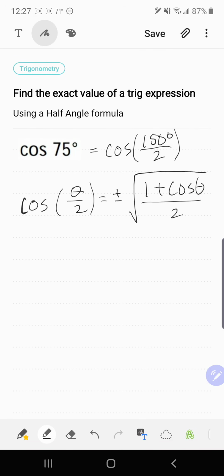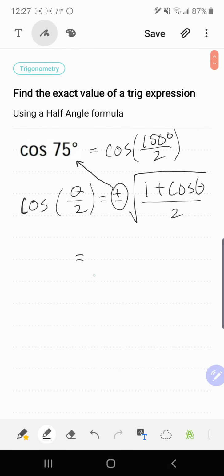Now, one of the things that you need to notice is that there is a plus or minus out front, and that doesn't mean that there's going to be two solutions, and it also doesn't mean that you can pick whichever one you want. What that means is that the answer is going to be either positive or negative based on the quadrant of the original angle. So since 75 degrees is a quadrant 1 angle, that means that we want the positive square root of the answer. And so we're going to need to look up the cosine of 150.